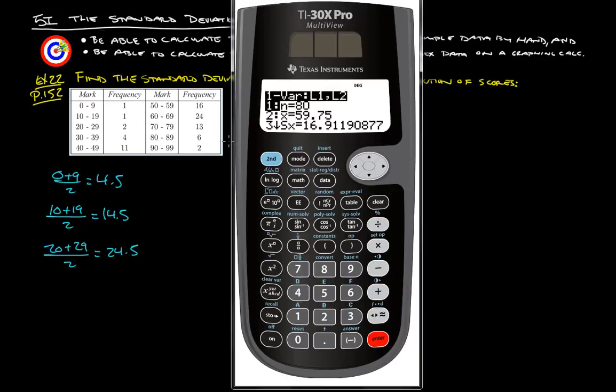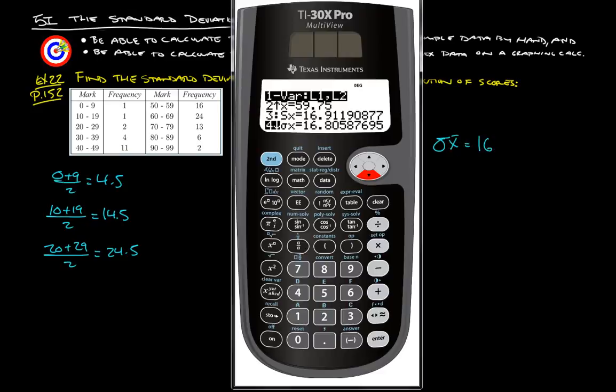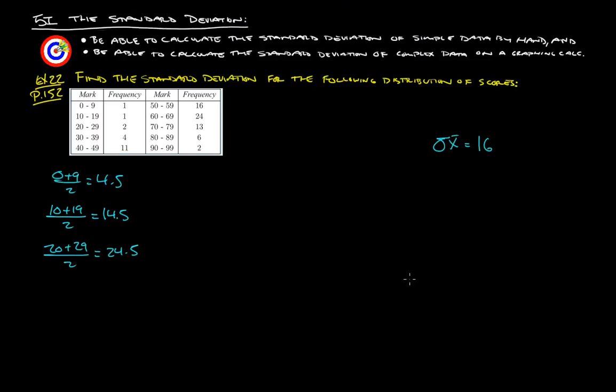So all these frequencies here should add up to 80. And again, we go down here to find out what our standard deviation is, and it's 16.81 if we round it to the nearest hundredth. Okay, so standard deviation is, what did we say it was? 16.81.